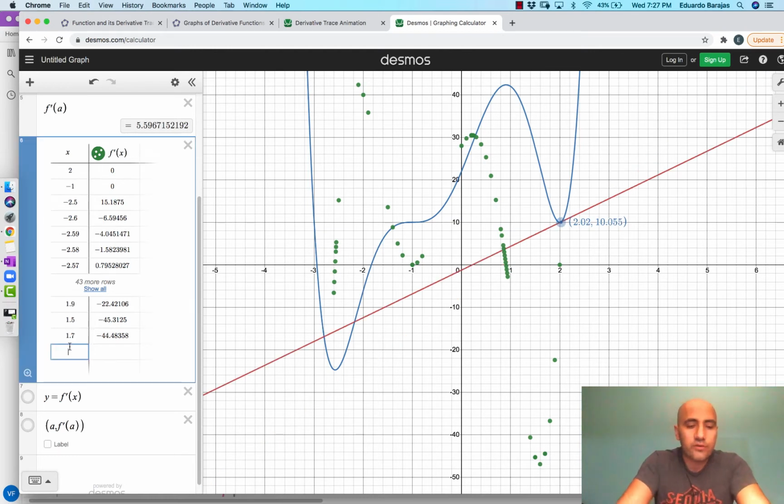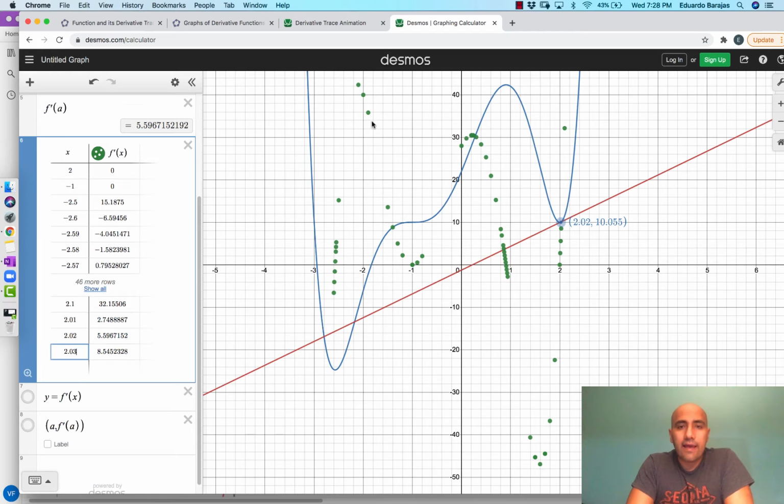So let's graph some points around there. That'll be like a 2.1. Ooh, that jumped really quickly. About 2.01, 2.02, 2.03. Okay, so we have a bunch of individual ordered pairs, right?